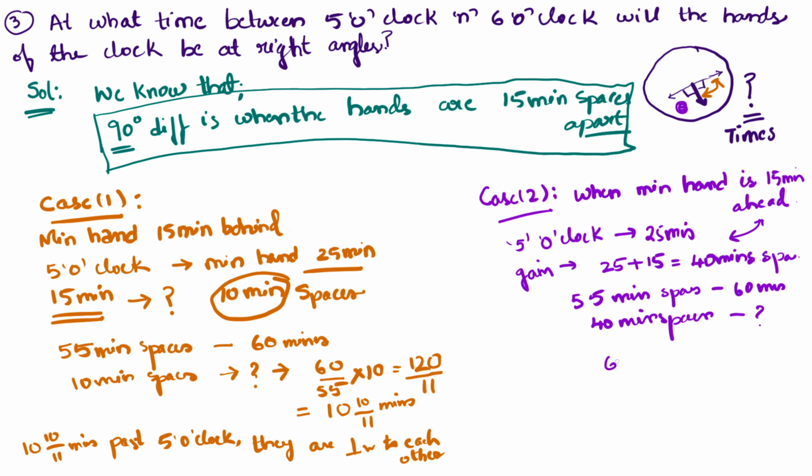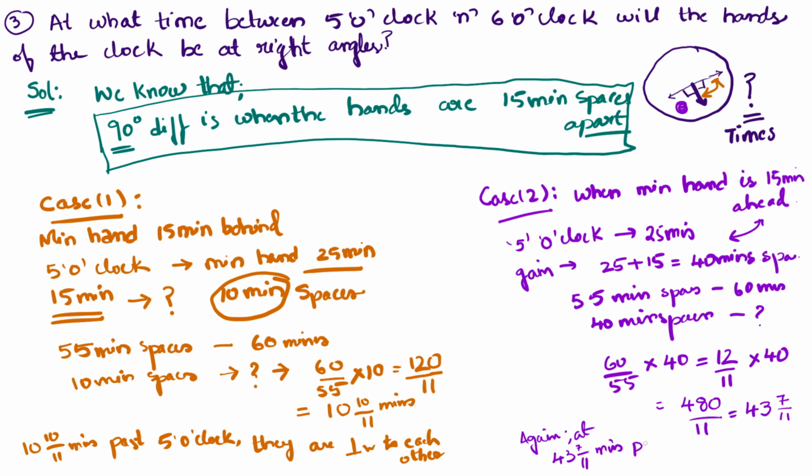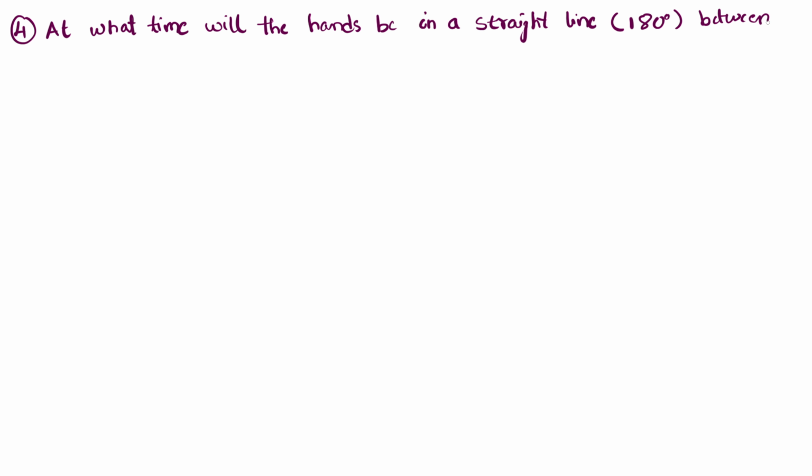Again, by direct proportion, if a minute hand gains 55 minute spaces in 60 minutes, it would gain 40 minute spaces in 43 by 11 minutes. Hence, again, for the second time, the two hands would be at right angles to each other at 43 by 11 minutes past 5.